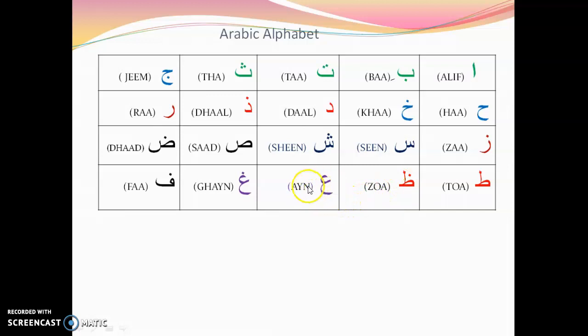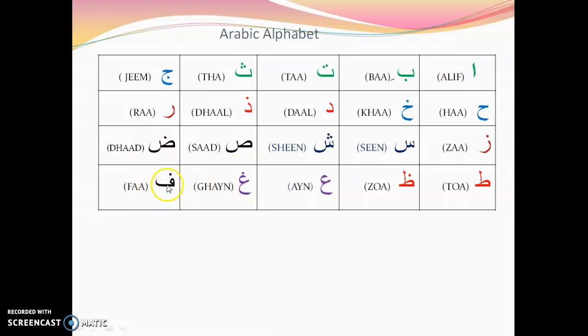Ain. You need to pronounce this letter from the bottom of your throat. Ain. Ghain. Same again. This is Ain. This is Ghain. Gha. From the bottom of your throat. Ghain.